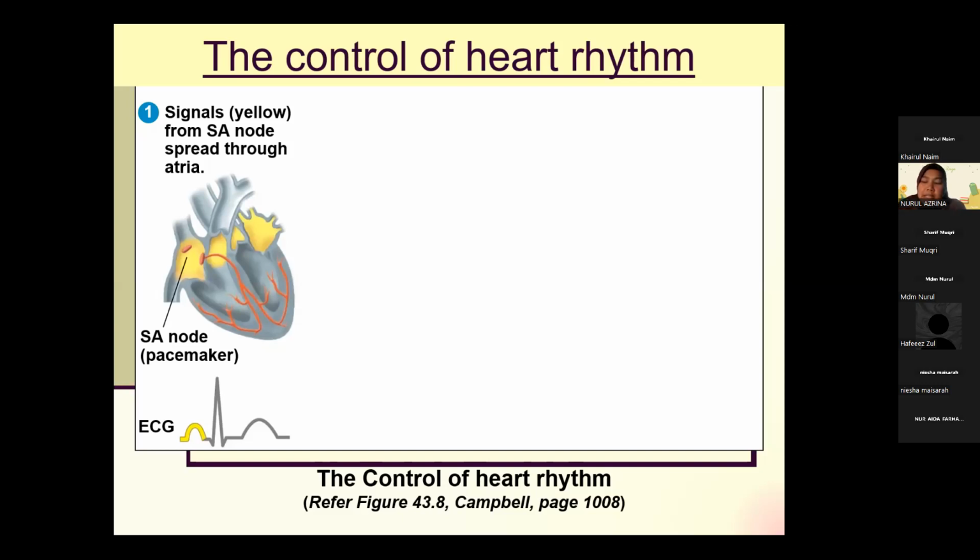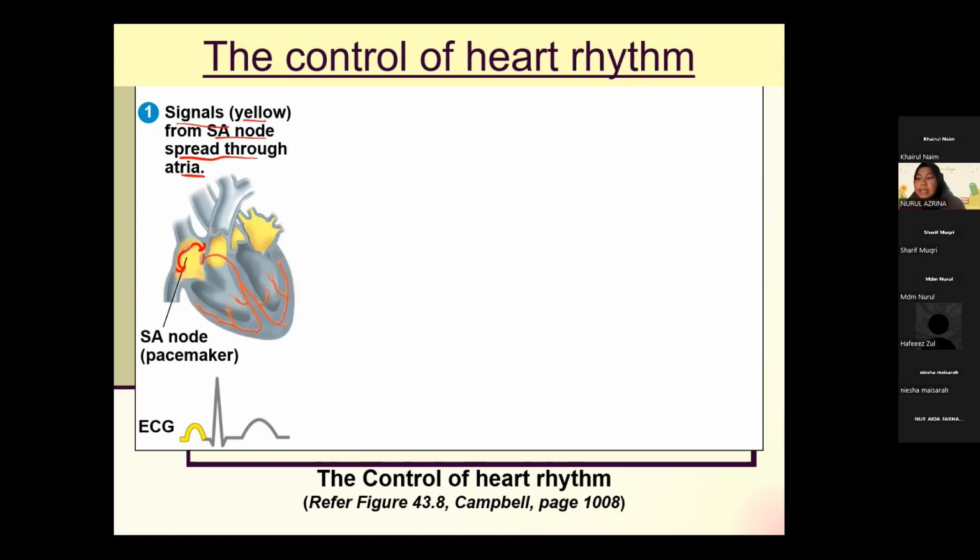Look at the yellow color in the heart. So the signal, yellow in color, from the SA node spreads through the atria. So what happened? The SA node, or the pacemaker, will spread a signal. The signal is in the form of an electrical signal, or what we call an impulse. So imagine the SA node is like a sender, sending out an electrical signal. So this electrical signal spreads to the wall of both atria, right? And causes the atria to contract.